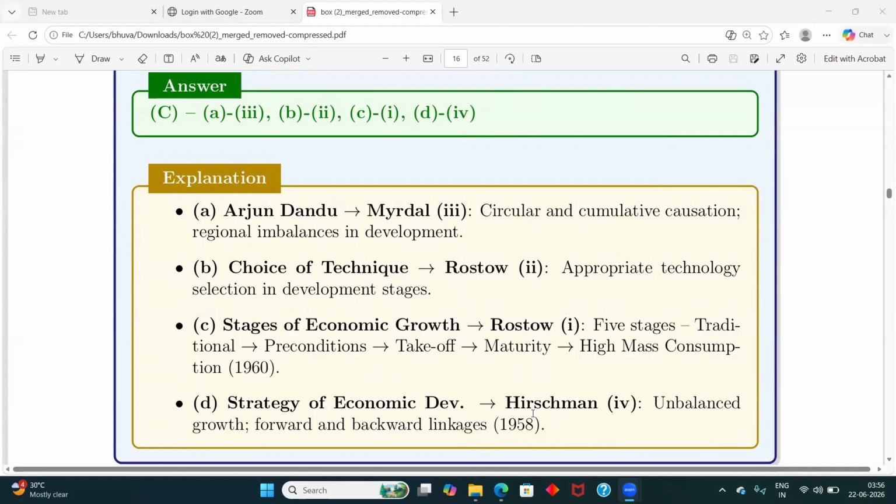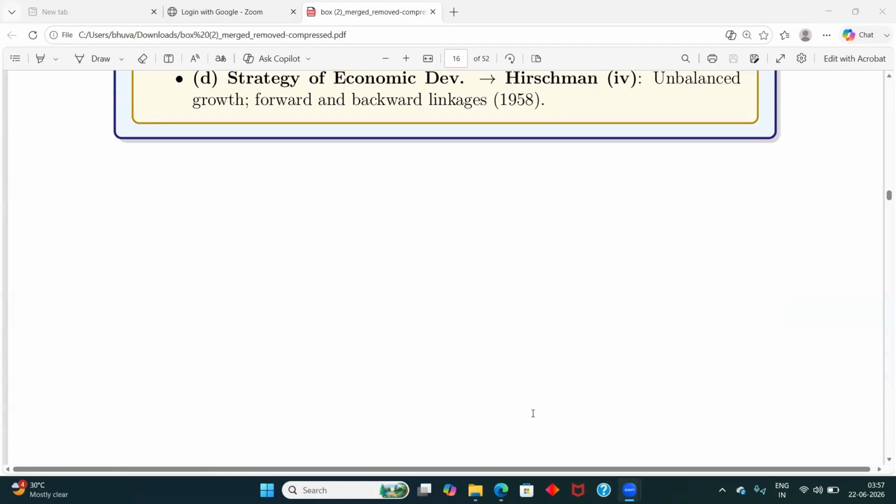So Rostow gave the five stages in the stages of economic growth. So these are the five stages. The first one is the traditional stage, second is preconditions, third is takeoff, fourth is maturity, and fifth is high mass consumption. This theory was published in the 1960s. And fourth, the strategy of economic development was given by Hirschman in 1958. It talks about unbalanced growth, forward and backward linkages in the economy.